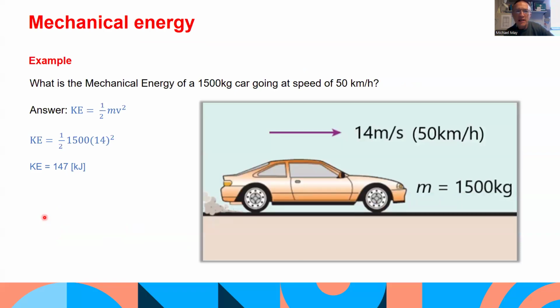Simple example to calculate the mechanical energy of a car of 1,500 kilograms going at a speed of 50 kilometers an hour. First of all, we need to convert the 50 kilometers an hour to meters per second. And then we multiply that by the mass and divide by 2 to get the kinetic energy, which is the mechanical energy in that car.